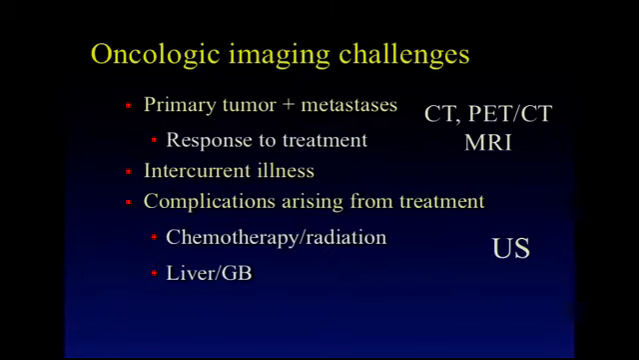So as an oncology imaging specialist, we basically have three challenges that we face. We're looking at the primary tumor and their metastases and how they're responding to chemotherapy. And for that, we use CT, PET-CT, and MRI. But additionally, we have to be sensitive to intercurrent illness that a patient may have during the course of chemotherapy, and also to complications that could arise from that chemotherapy. And in particular, we'll be focusing on how ultrasound is very useful for this problem, particularly as it pertains to the liver and the gallbladder.